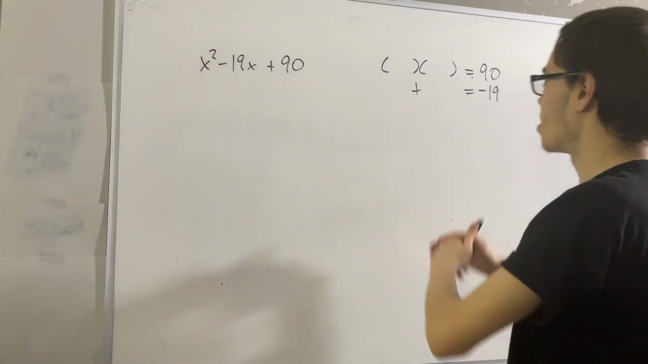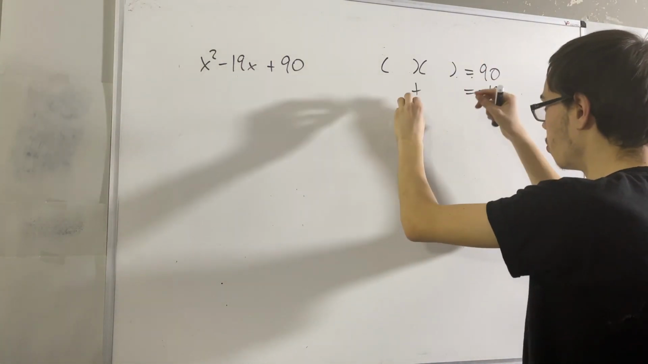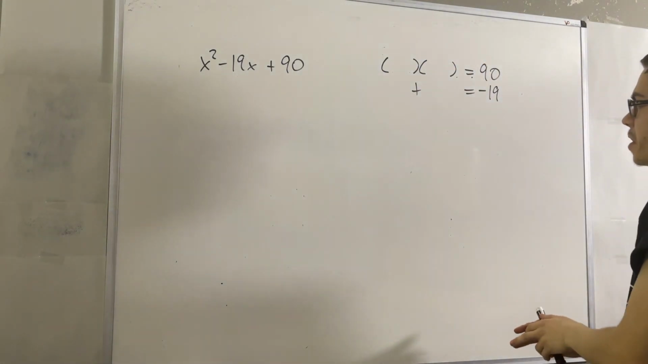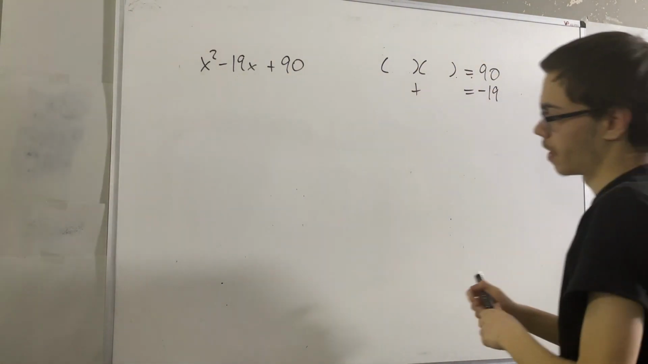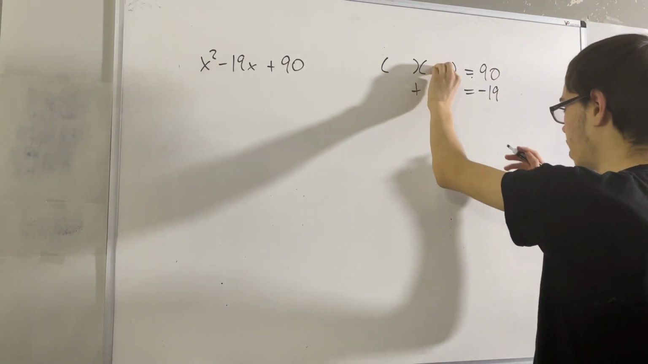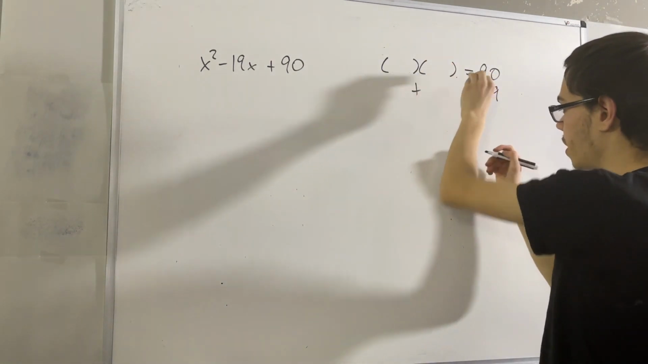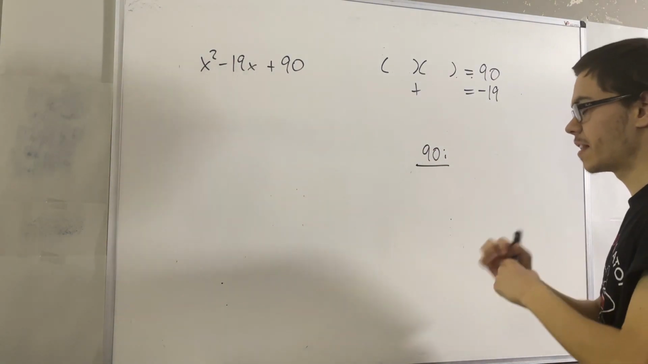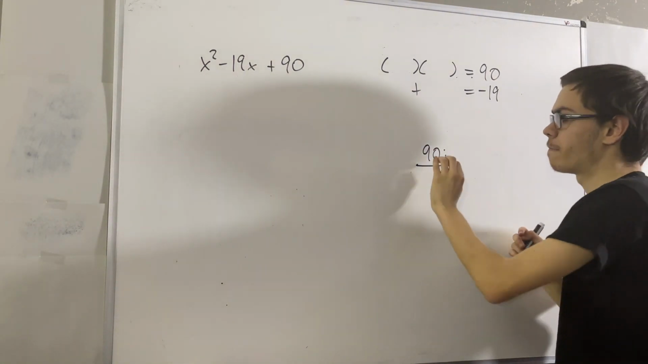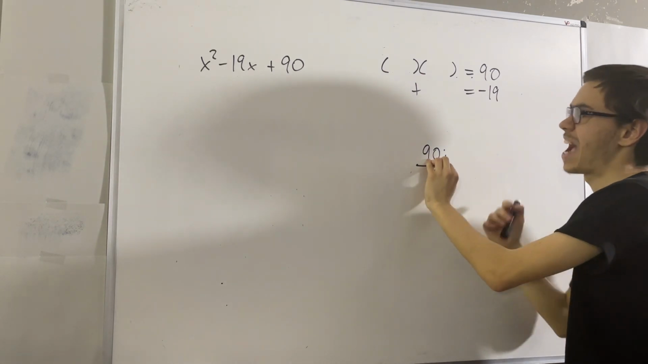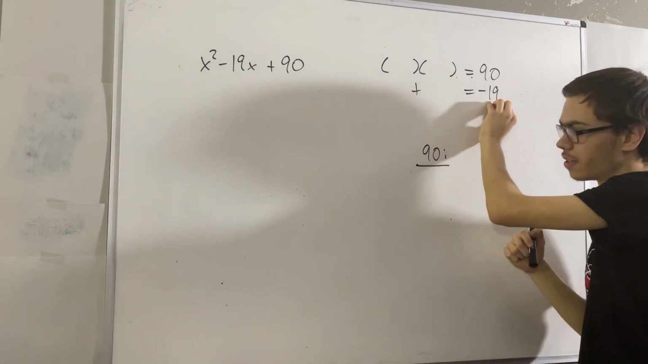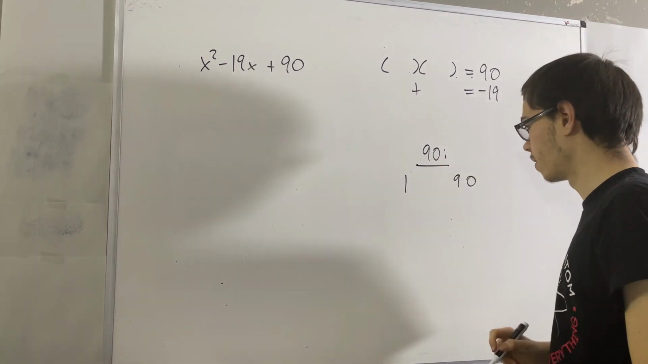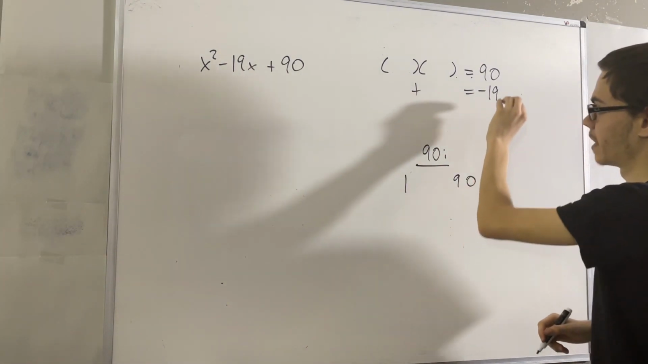Okay, and so to determine what pair of numbers satisfies both of these, you can think of the factors of 90, right? Because we're thinking of numbers that multiply to make 90. And we're trying to think of a pair of factors from 90 that add to make negative 19. So for instance, one pair is 1 and 90. 1 and 90 obviously don't add to make negative 19.